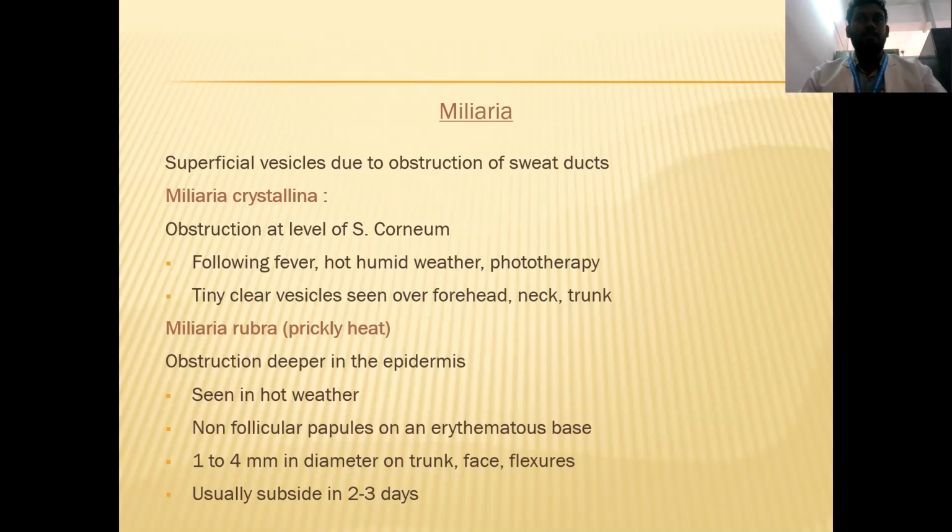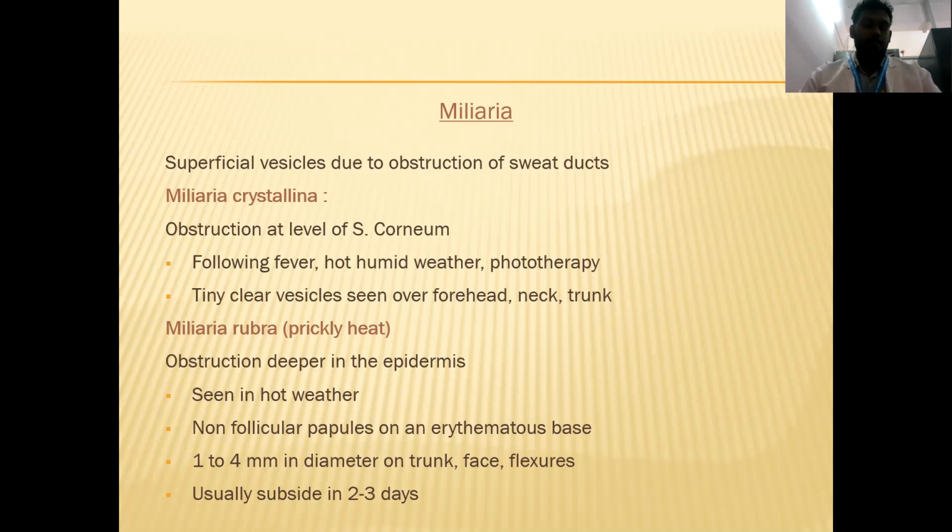Miliaria are very common in neonates. These are nothing but superficial vesicles because of the obstruction of sweat glands. For miliaria crystallina, the obstruction will be at the level of the stratum corneum. Following any fever or hot weather, or even after phototherapy, this miliaria crystallina can develop. Clinically, it appears as tiny clear vesicles seen predominantly over the forehead, neck, and throat.